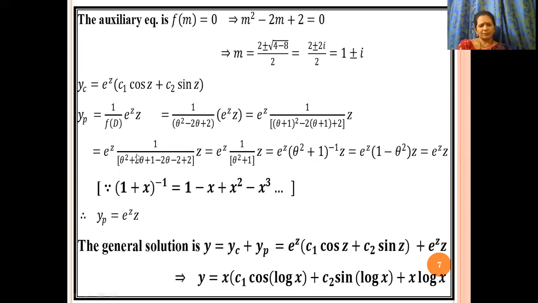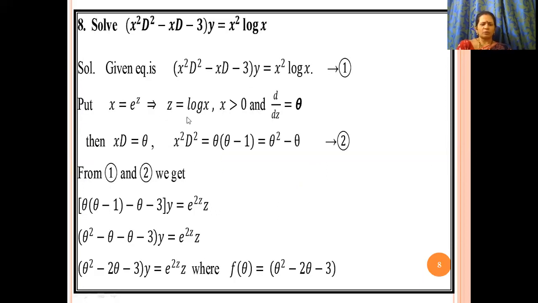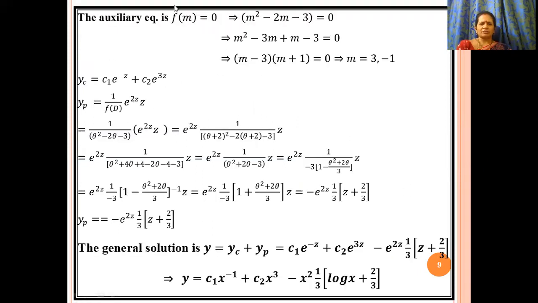So after getting the particular integral, then write down the general solution, y is equal to yc plus yp. Okay, coming to the next problem. So apply the Cauchy Euler equation. In this we will get the auxiliary equation from that. So we'll get the two real distinct roots. So then write down the complementary function.